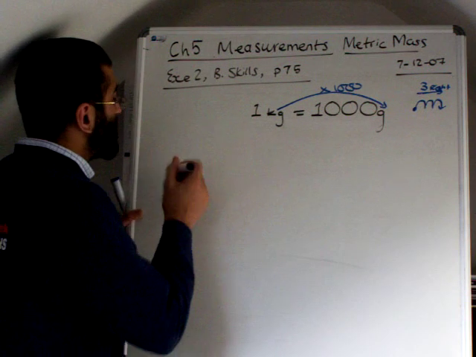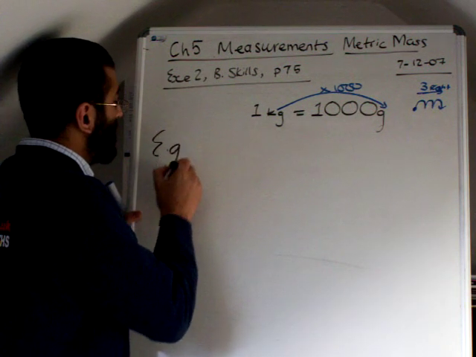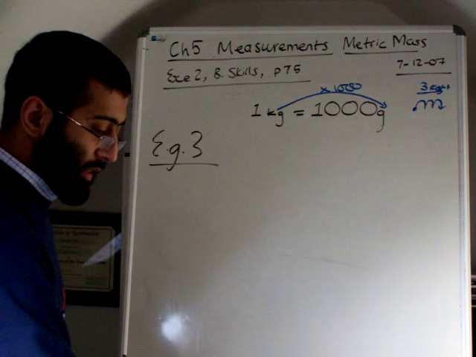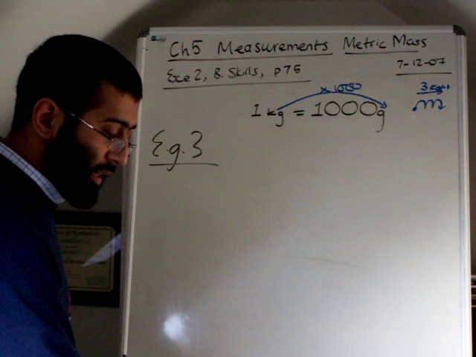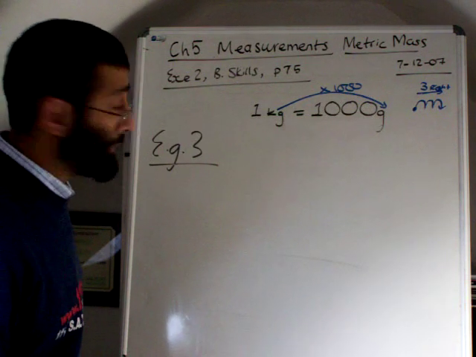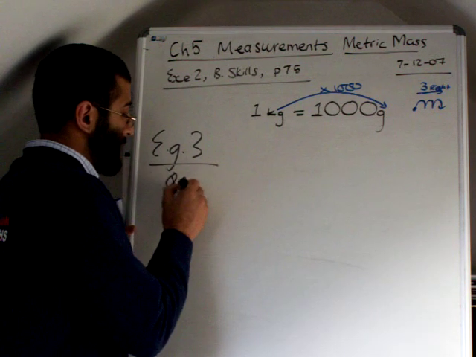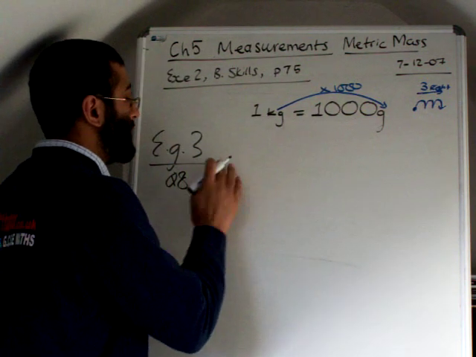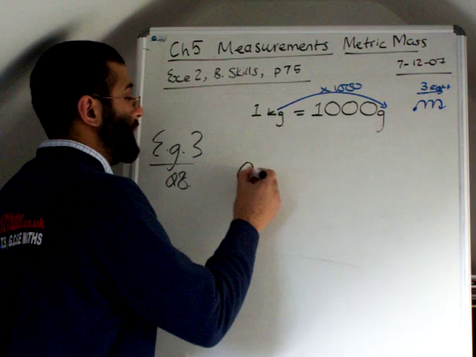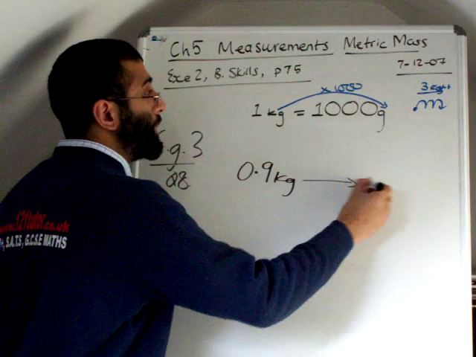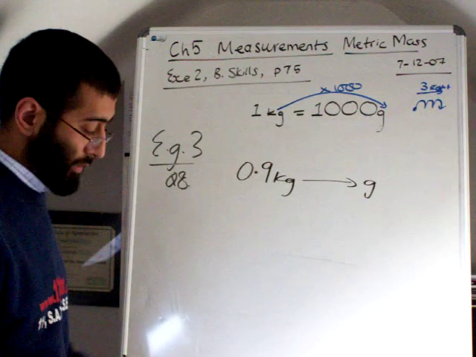So we have here example number 3. Let's pick another question, question number 8. Question number 8, we have 0.9 kilograms, and we need to change 0.9 kilograms into grams.